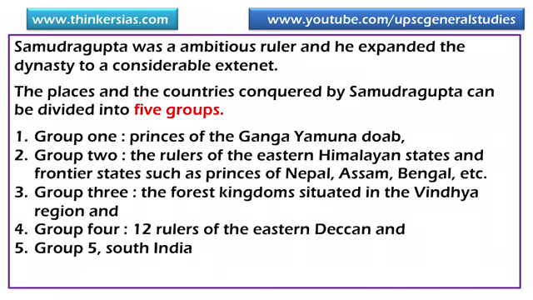According to a Chinese source, Meghavarman, the ruler of Sri Lanka, sent a missionary to Samudragupta for permission to build a Buddhist temple at Gaya. He was considered as Napoleon of India.